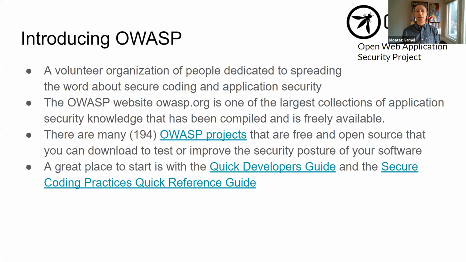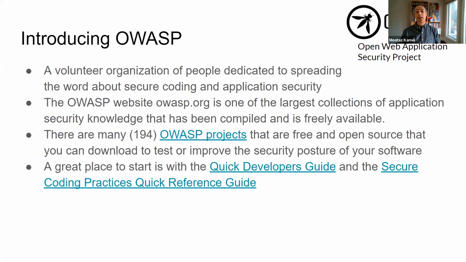So now we're not alone in this effort. I want to introduce an organization called OWASP. OWASP is the Open Web Application Security Project. It's a volunteer organization of people dedicated to spreading the word about secure coding and application security. The OWASP website at owasp.org is one of the largest collections of application security knowledge that's been compiled and is freely available on the web.